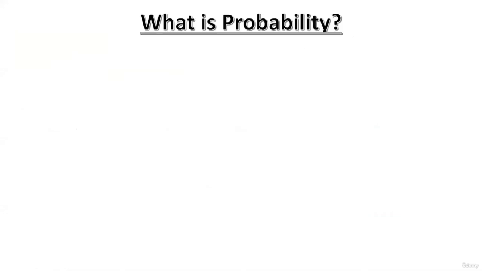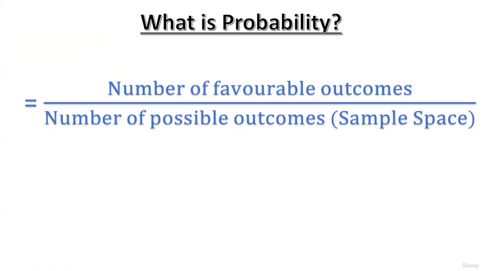Hello guys, so we go on to the next and actually the last topic for modern maths, and that is probability. So let's start. Let's understand the meaning of the term probability first, and we explain it by the ratio of number of favorable outcomes divided by the number of possible outcomes. The number of possible outcomes is also called the sample space.